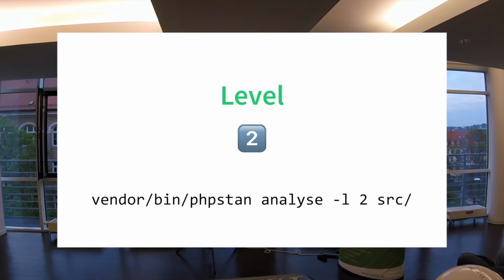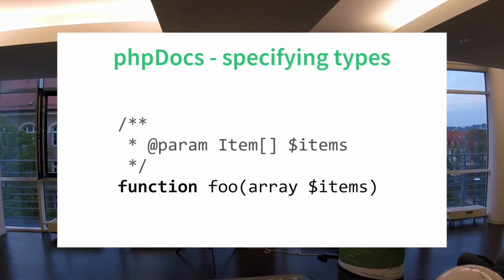Okay, level 2. So level 2 does actually everything that level 0 does, but not only on $this and static calls. On this level we are starting to read PHPDoc documentation, and it's possible that reported errors are not actually errors, but only documentation issues. So if you are lying in your property documentation block, PHPStan will tell you that and you should fix your documentation.